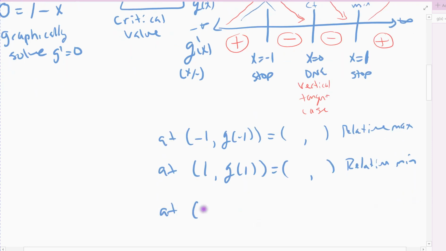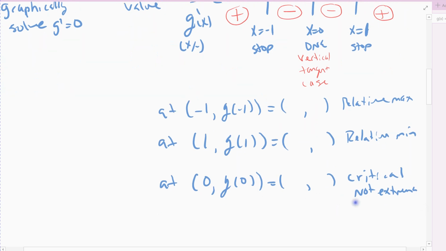At the special point, at 0, g of 0, it is just a critical point. It's still important, but it's not an extremum, not a max or a min. And it should reflect that it's a vertical tangent. It's that special S shape where I get a vertical tangent. And my graph will reflect that.